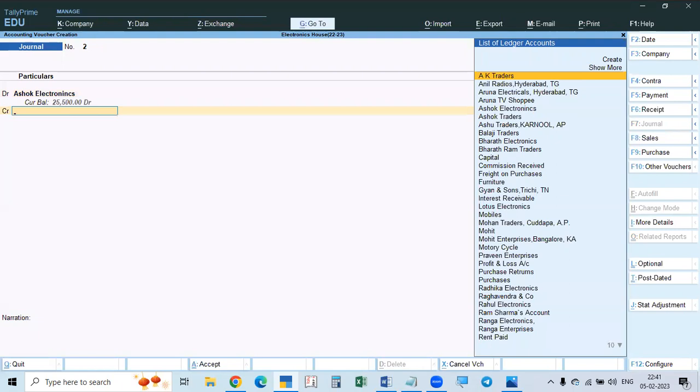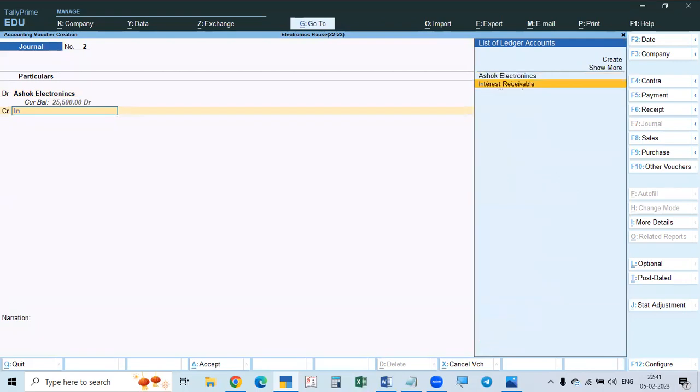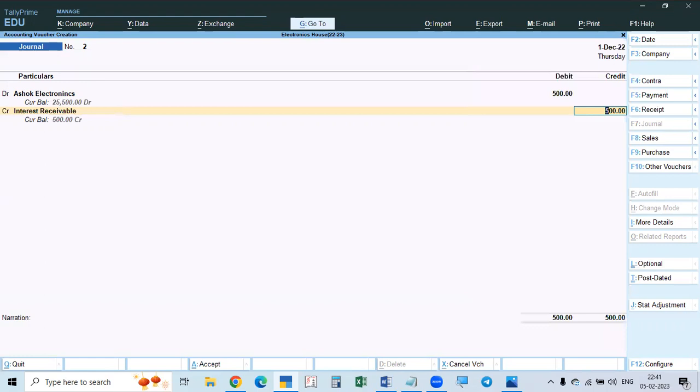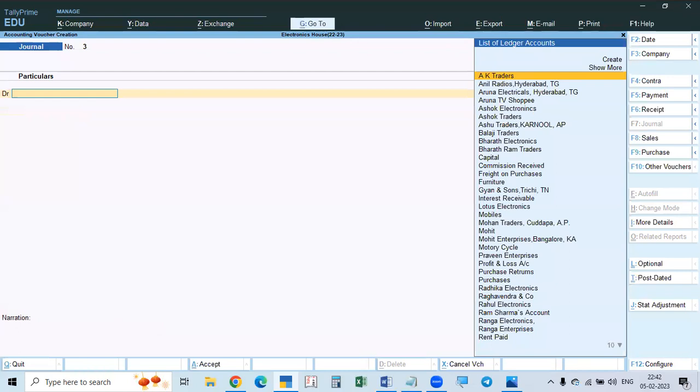And then credit, what is the amount? This is interest. So interest is receivable from the debtor. That's why you have to give the interest receivable account. Interest receivable, 500 rupees. So we write interest receivable on overdue amount, or for the overdue period. That we will learn, how to calculate the interest. Okay. So we completed the entry.